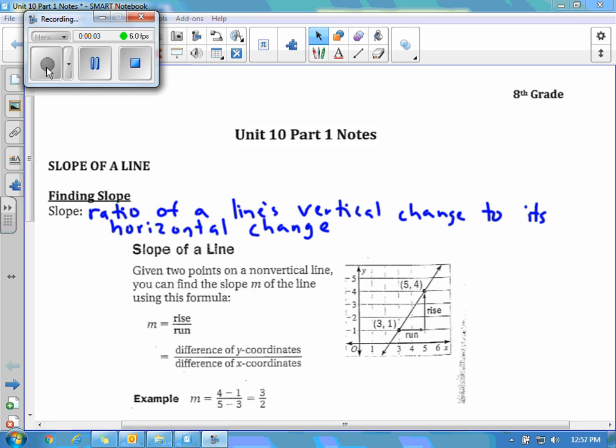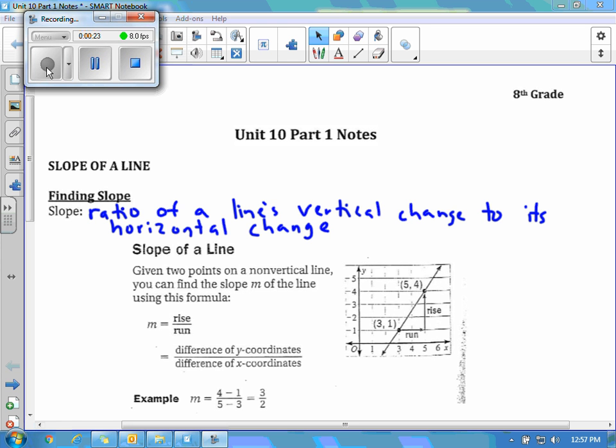Unit 10 will be a pretty important unit to get you ready for what you'll get off and running with in Algebra 1 next year. In Unit 10, we'll be talking about the slope of a line in Part 1. In Part 2, we'll talk about slope-intercept form. And in Part 3, we'll talk about graphing from slope-intercept form. So the first thing we're going to talk about in Part 1 is how to find the slope.